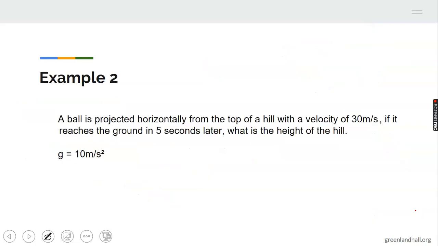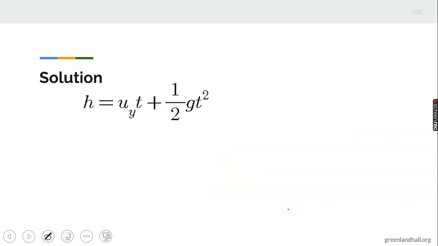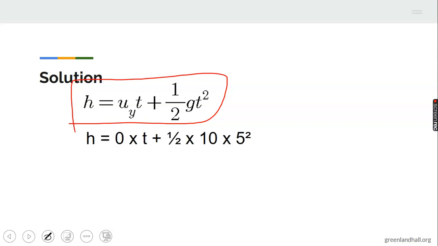Example 2. A ball is projected horizontally from the top, just the same question as what we did before, but this one is different. We are calculating for only one thing here, which is what? The height of the hill. We use the same equation that we used the other time. H equals, since we are looking for the height, that is vertical motion.